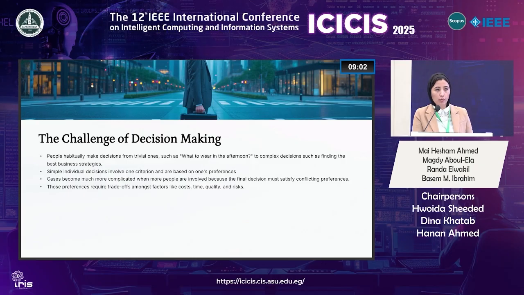One decision maker with multiple preferences. But when more decision makers are involved in the decision making, we have a complex situation because we have to satisfy all the preferences of these decision makers.